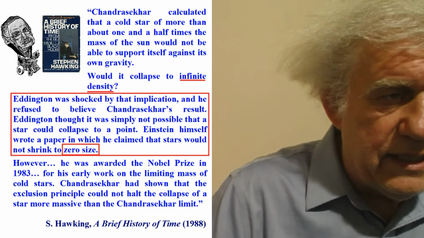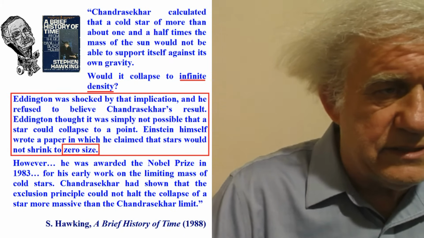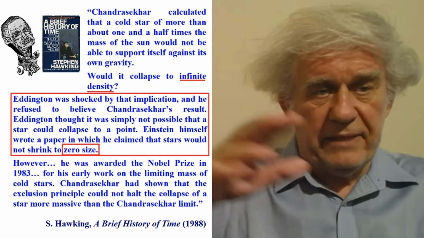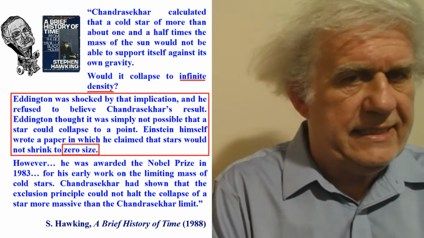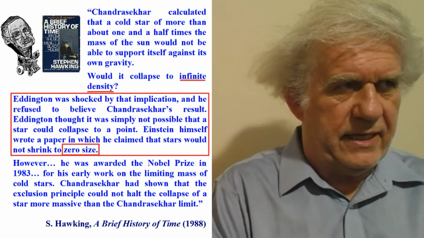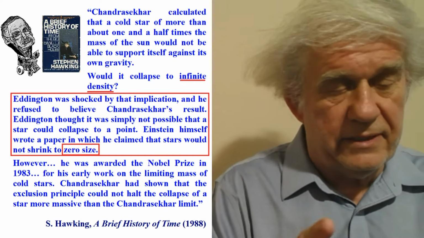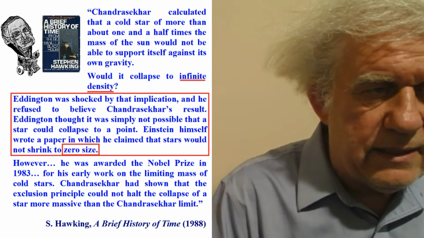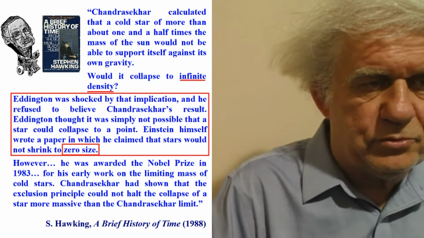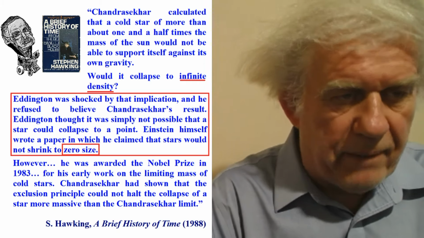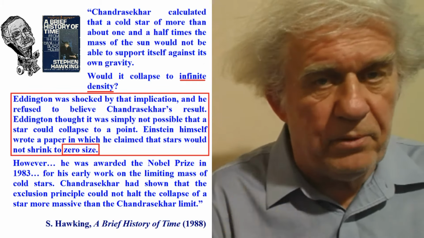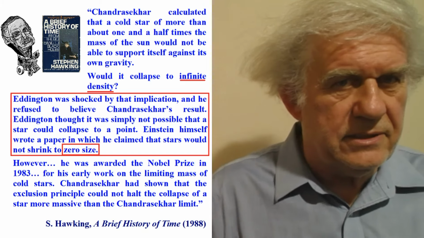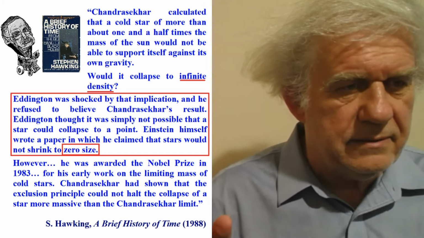He says, Eddington was shocked by the implication that a black hole, in other words, a star before it becomes a black hole, would collapse to infinite density. Infinite density. I hope you understand what the term infinite density means. Okay? And he continues, Eddington refused to believe Chandrasekhar's results. Eddington thought it was simply not possible that a star would collapse to a point. What is a point? Zero dimensional. That's what a point is. Euclid told us that, that which has no part, right?